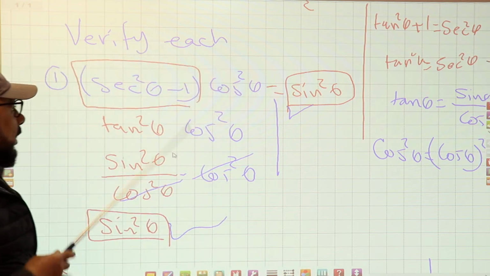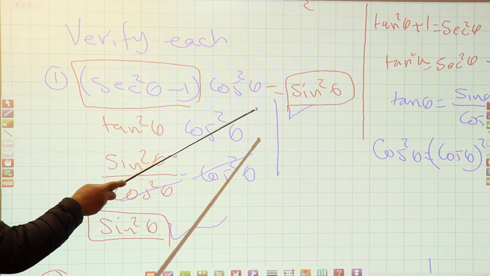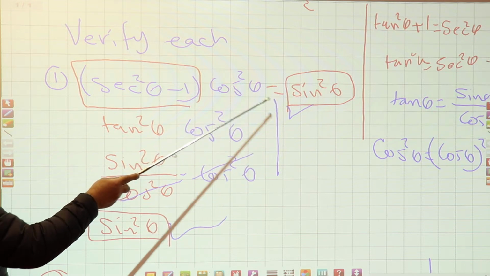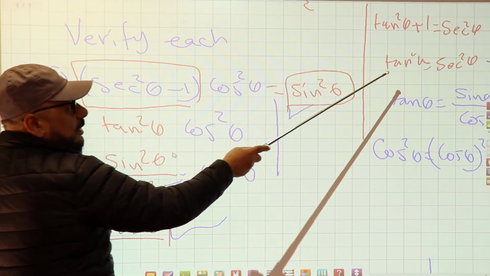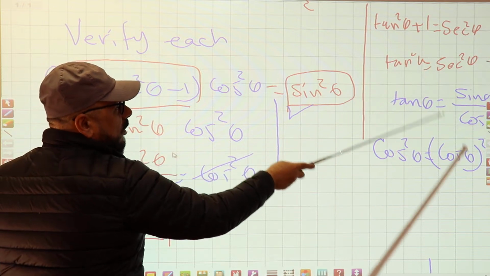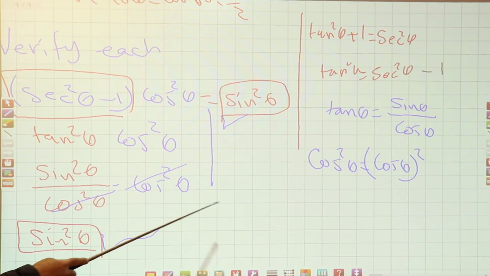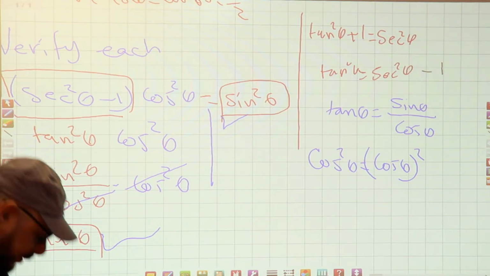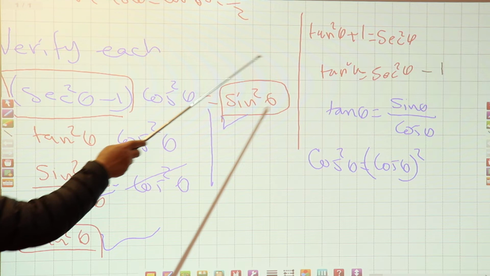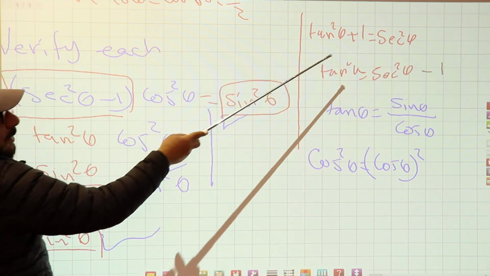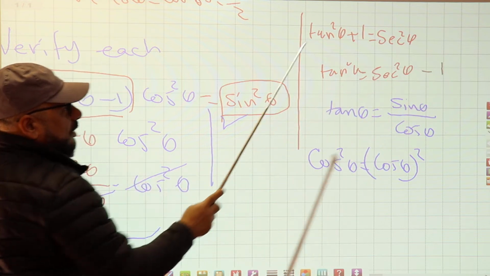Let us go back to this one and just finish it. Secant square theta minus 1 times cosine square theta. Okay, now remember that tan square theta plus 1 equals secant square theta, which means tan square theta equals secant square theta minus 1. Let me just bring the board. Tan square theta plus 1, you see the right side of the board, equals secant square theta. If you move the 1 from this side to that side, tan square theta becomes secant square theta minus 1.